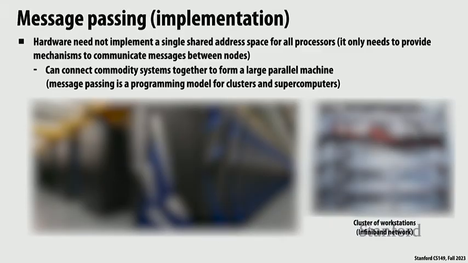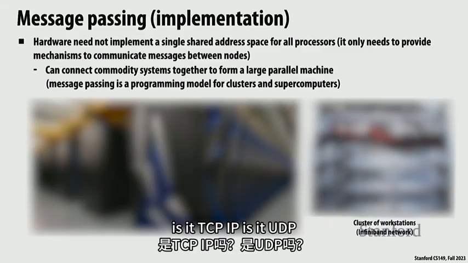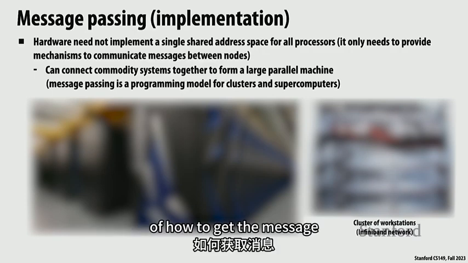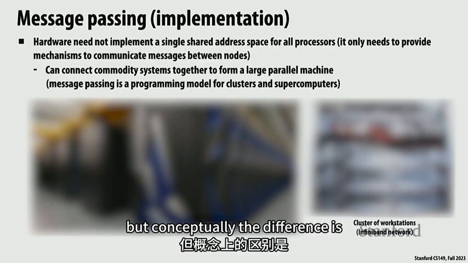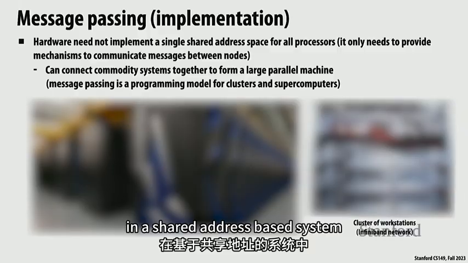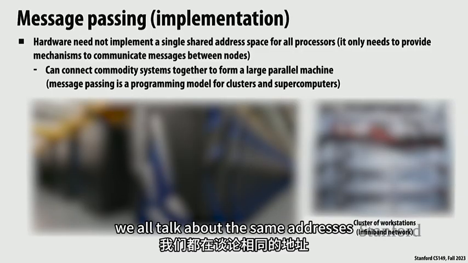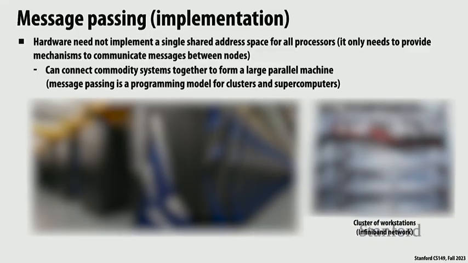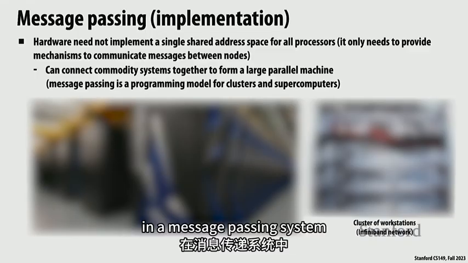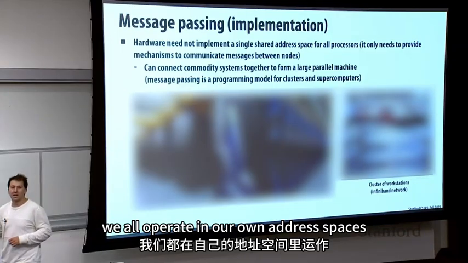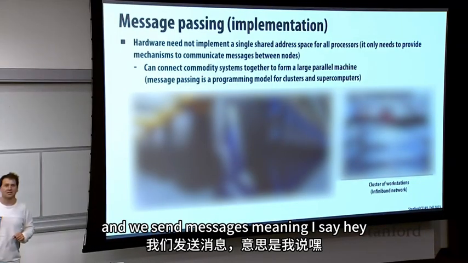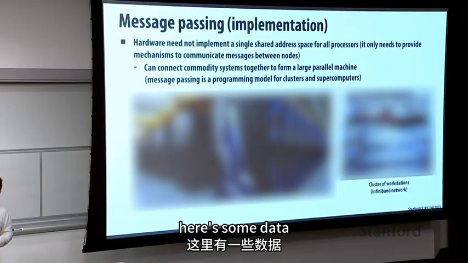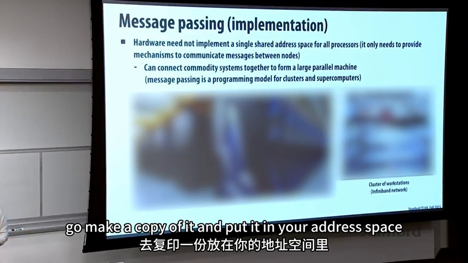Is it TCP/IP? Is it UDP? There are many different implementations of how to get the message to the location, but conceptually the difference is that in a shared address space system, we all talk about the same addresses and we all have direct access to read and write. In a message passing system, we all operate in our own address spaces and we send messages, meaning I say, hey, here's some data, go make a copy of it and put it in your address space.